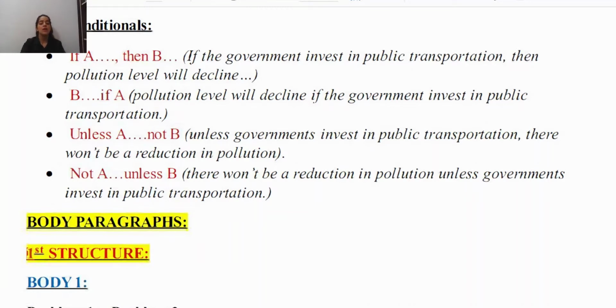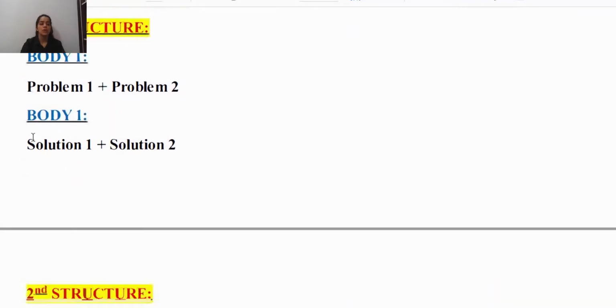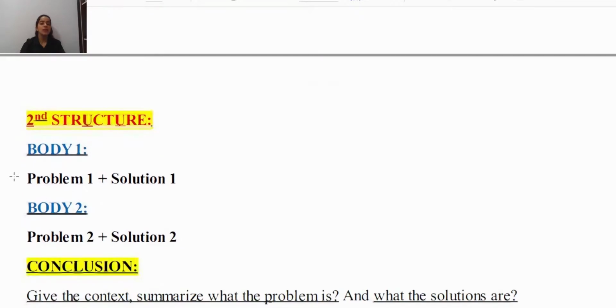Let's move on and talk about the body paragraphs. The first structure: problem 1, problem 2 in the first body paragraph, and two solutions in the second: solution 1, solution 2. So what I'm saying is that you need to have two body paragraphs. The first body paragraph will be dedicated to two problems, and the second body paragraph will be allocated for the two logical solutions.